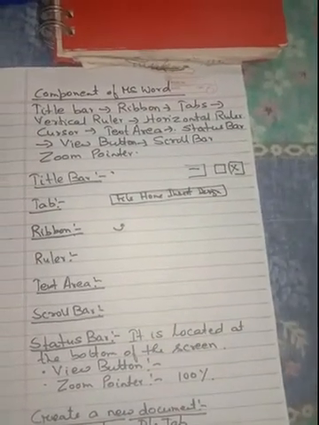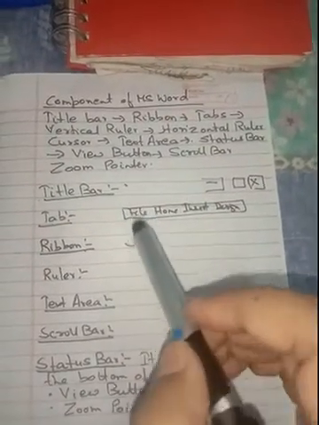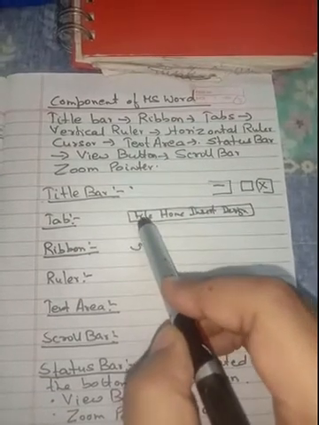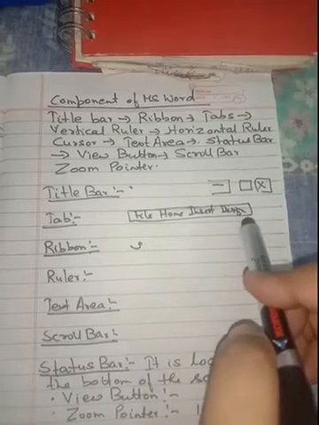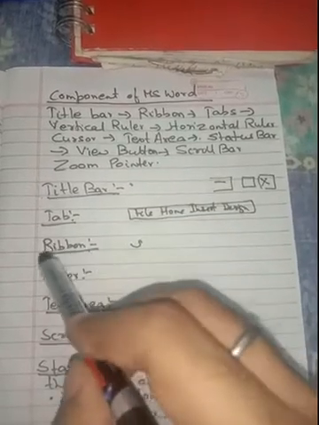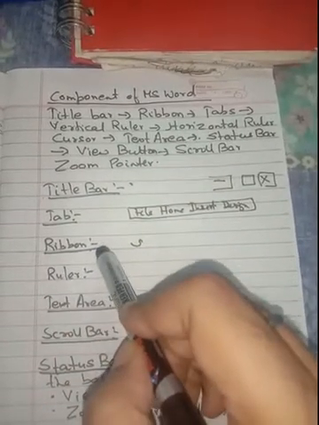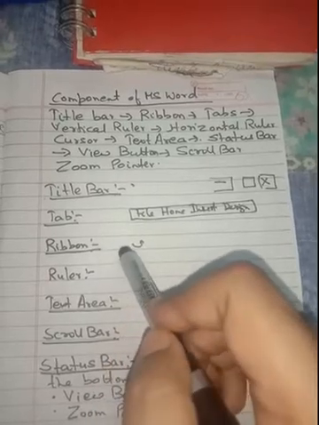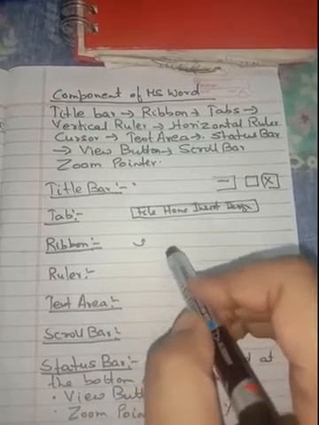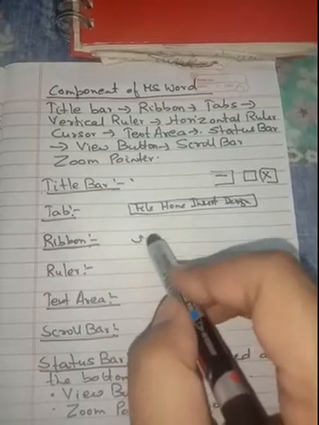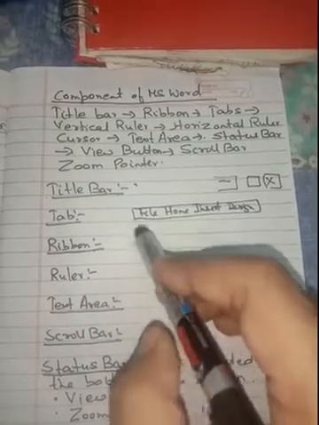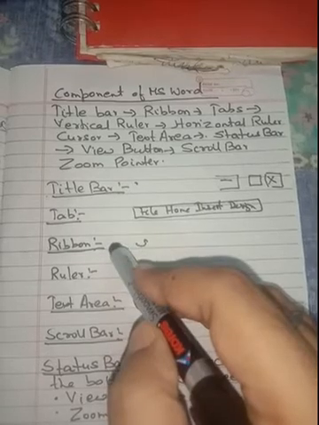So next we have tab. Generally we have different types of tabs, like file tab, home tab, insert tab, design tab, etc. The next component that we have discussed is the ribbon. What is the ribbon? We can say that similar types of commands are grouped together under a single name. It is known as the ribbon, and it is just below the tab.